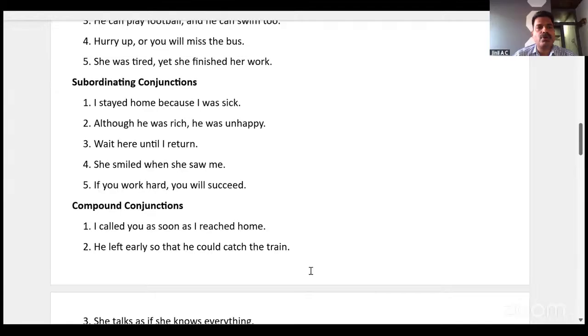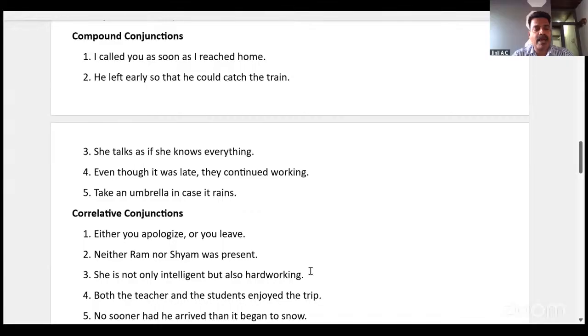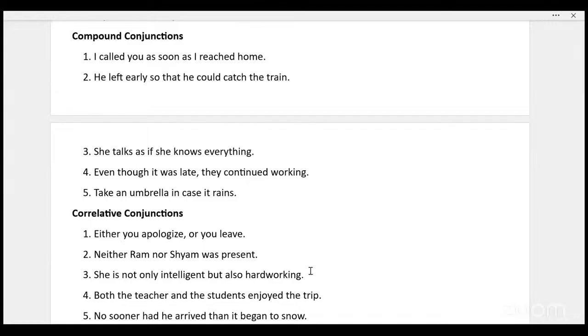So then there are some compound conjunctions. You can look at that. Can you see them? Compound conjunctions. Who will read now? Sir, can I? Who is that? I'm Saraswati, sir. Yes, Madam Saraswati, you can read them.